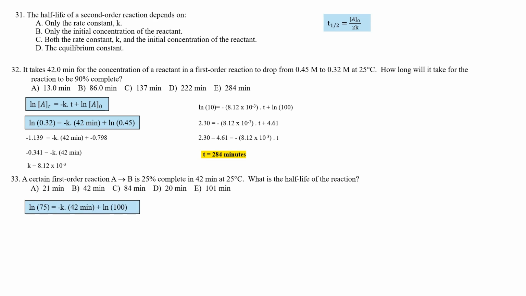So after you solve this, you can calculate the rate constant K, 6.86 times 10 to the negative 3. We need to calculate the half-life for this reaction. If this is first order, T half is equal to 0.693 divided by K. 0.693 divided by 6.86 times 10 to the negative 3. Then T half is 101 minutes.